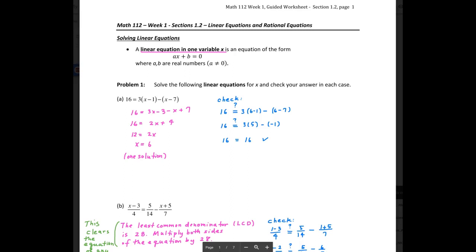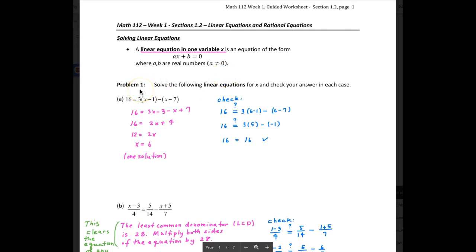The two topics in this section are linear equations and rational equations. We're going to study the differences between the two and go over some solution methods. Let's take a look at solving linear equations. A linear equation in one variable is an equation of the form ax plus b is equal to 0, where a and b are real numbers and a cannot be equal to 0.